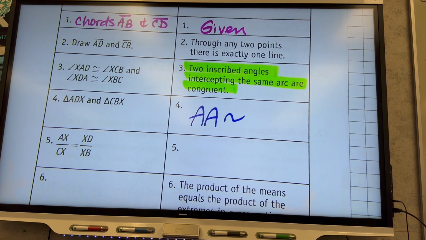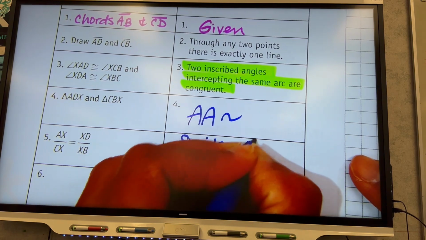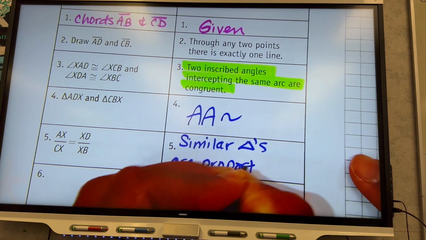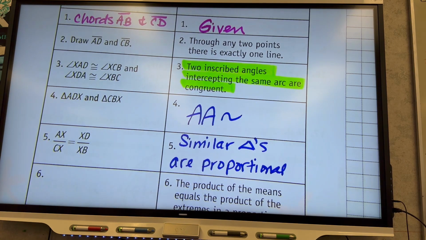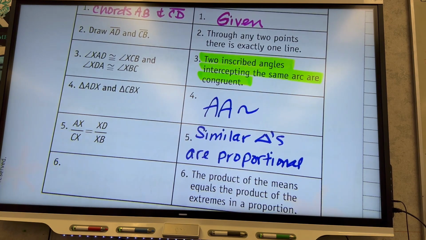Because they are similar, that means they are proportional. Similar triangles are proportional. The reason why I'm writing this for the reason on number 5 is because in the statement of number 5, we've got a proportion. They took pieces of the sides of the triangles and set them up as a proportion because they're similar triangles. When we solve a proportion, a fraction equal to a fraction, what did we do?